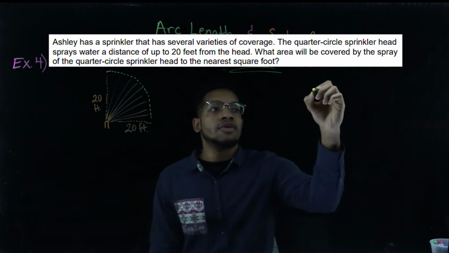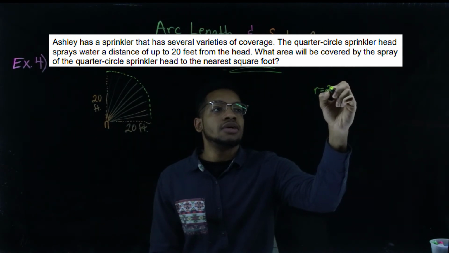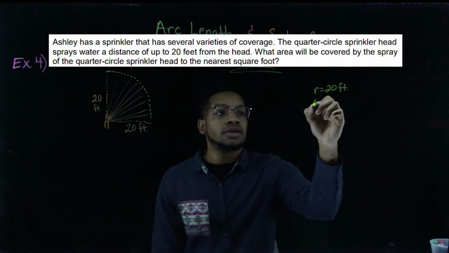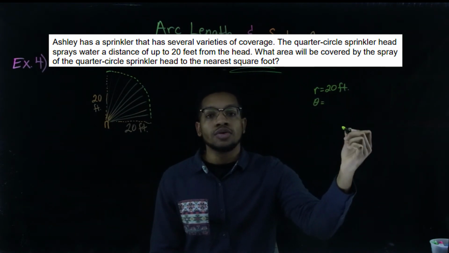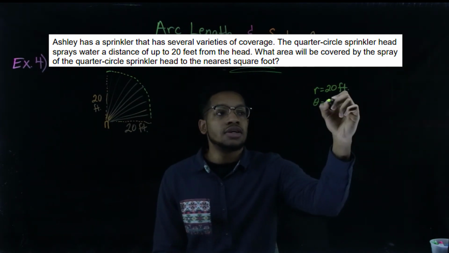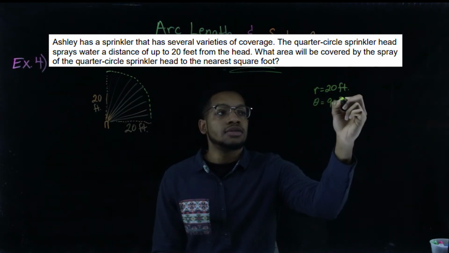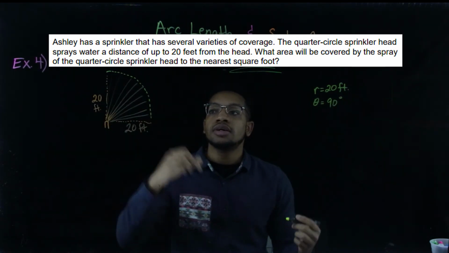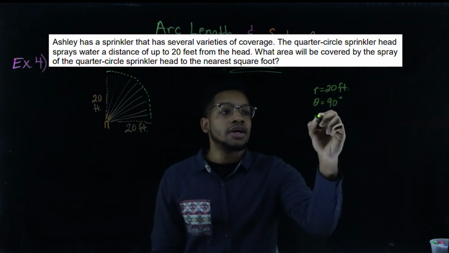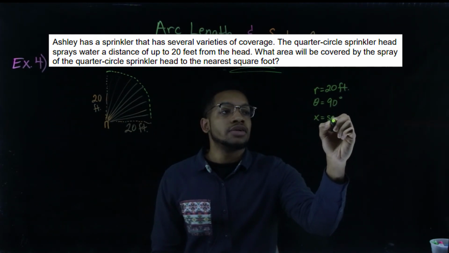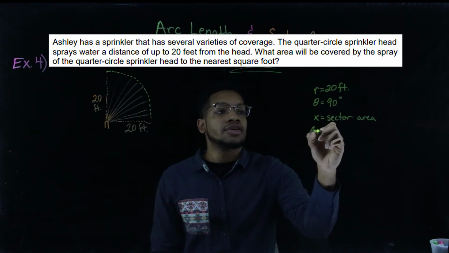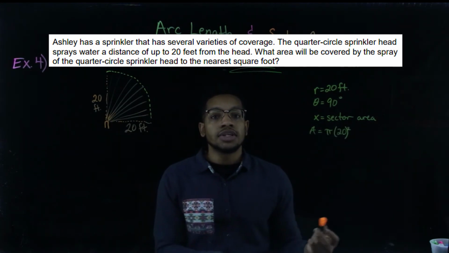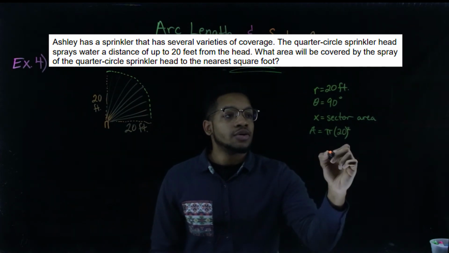What do we know? We know our radius is 20 feet. And then, what else do we know? Our theta is a quarter of a circle. So a quarter of 360 is 90 degrees. And then, what are we trying to find out? We're trying to find out the area of this sector. So I'll let x equal the sector area. And then we know the area of our circle because that's pi r squared. So now, like always, we just set up our proportion.